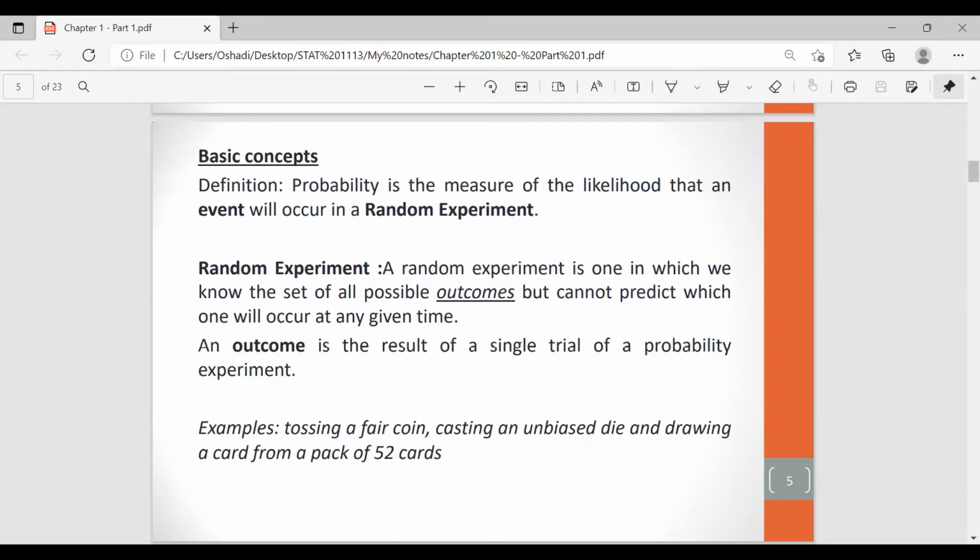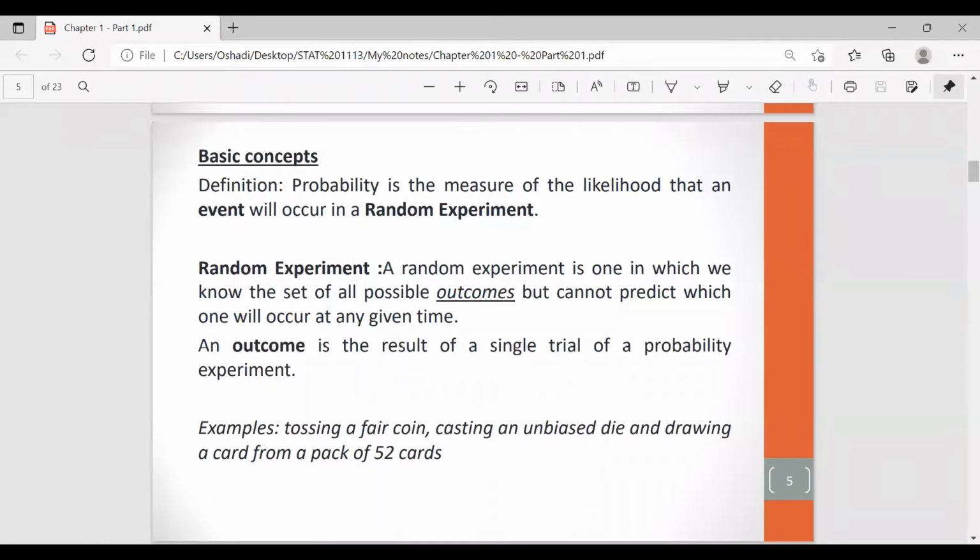So what is a random experiment? A random experiment is one in which we know the set of all possible outcomes but cannot predict which one will occur at any given time. So in a random experiment, if we do an experiment, we know what the outcomes would be, right? But we cannot predict which one is going to occur at the given time, right? For example, tossing a fair coin. We know that either head or tail will come.